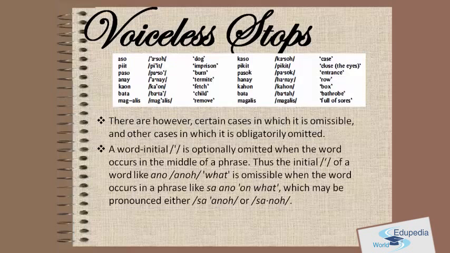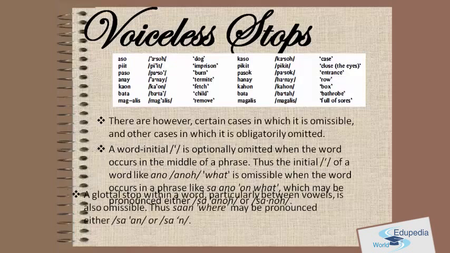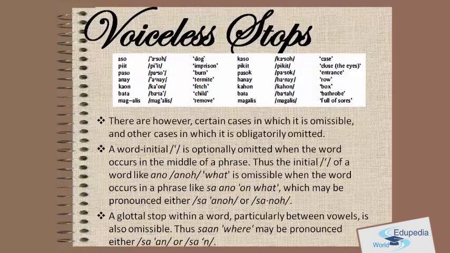A word-initial glottal stop is optionally omitted when the word occurs in the middle of a phrase. Thus, the initial glottal stop of a word like ano, what, is omissible when the word occurs in a phrase like sa ano, on what, which may be pronounced either sa ano or sano. A glottal stop within a word, particularly between vowels, is also omissible. Thus, saan, where, may be pronounced either saan or san. So when you're asking where, you can say saan or san.